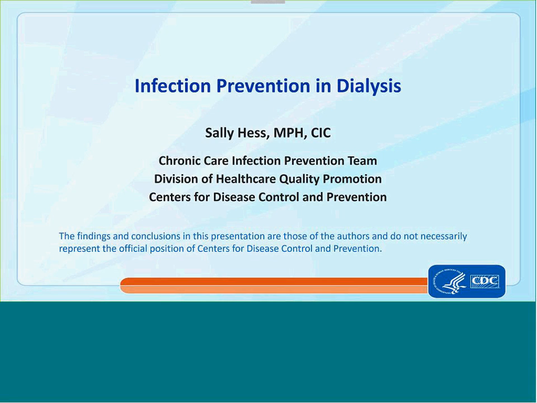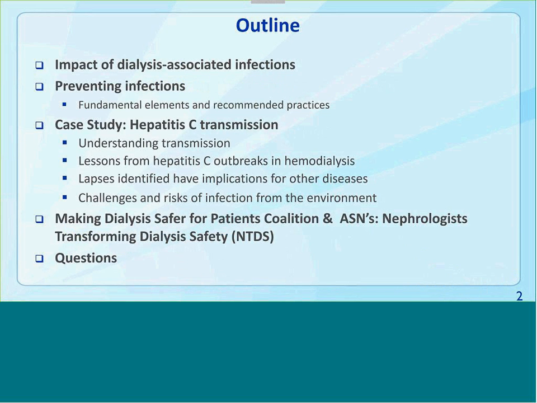But anyway, today we're going to look at the impact of infections on dialysis patients, and by reviewing several outbreaks, hope to share with you ways to reduce the risk of infection and improve outcomes for all of your patients. The outline of what we're going to do, we're going to talk a little bit about the impact of dialysis-associated infections, kind of that background. Talk about those recommended practices and the fundamental elements of preventing infections in a dialysis center. And then using a case study revolving around hepatitis C transmission, we're going to talk about trying to understand transmission and the lessons learned from Hep C. And then to wrap it up, I want to tell you about 2 different initiatives that can provide some support to your efforts to reduce infections for your patients, and that's the Making Dialysis Safer for Patients Coalition, as well as ASN's Nephrologists Transforming Dialysis Safety Initiative, which is also referred to as NTDS, and that's focused at engaging our nephrologists and medical directors to prevent infection.